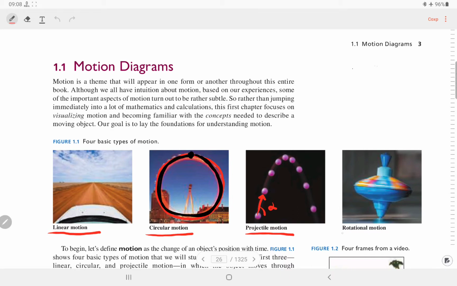Rotational, last one, rotational motion. This is a kind of motion which you can see in this picture, in this figure. We have a toy, the famous toy, and it is rotating around its own center, so we call it rotational motion. These are the main four types of motions.